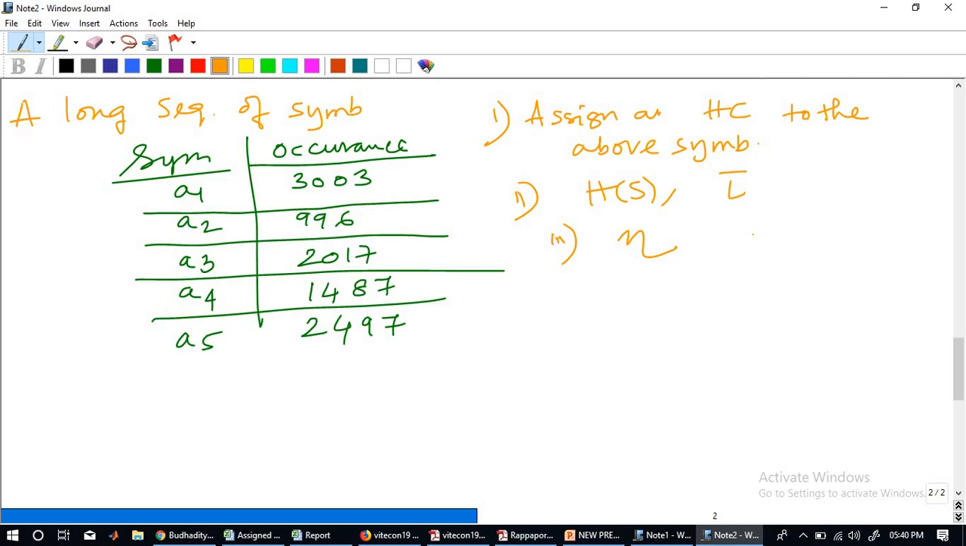A long sequence of symbols generated from a source is seen to have the following sequences given by the table. Assign a Huffman code to the above symbols. Also calculate the entropy, the L average, and the coding efficiency.